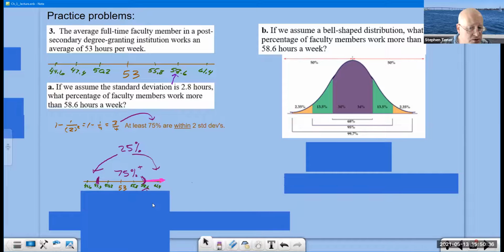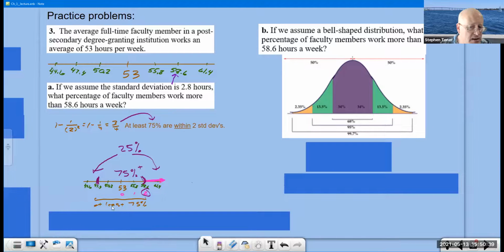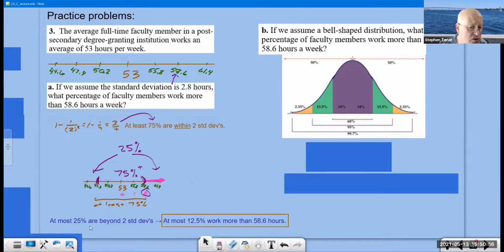So by symmetry, I said, okay, I've got at least 75% in the middle. That means there's at most 25%. That's an upper boundary for the left and the right. And if I'm cutting that in half, I'm going to have 12.5% for that right tail. So I'm going to say at most 25% are beyond the 2 standard deviations. That's the left and the right combined. So my answer is, cutting that in half, at most 12.5% work more than 58.6 hours.